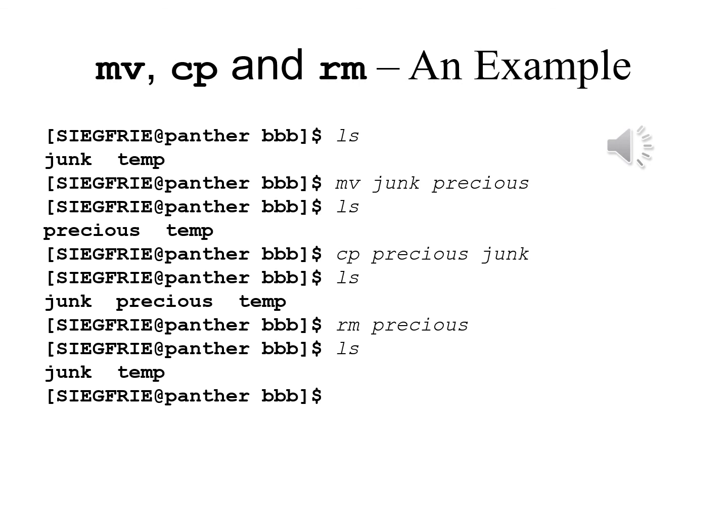This slide shows a few samples of move, copy, and remove. We start out with the 2 files, junk and temp. After entering mv junk precious, we find that our 2 files are precious and temp, because of the name change. After typing cp precious junk, we find that we have 3 files, junk, precious, and temp. The new file junk is a copy of precious, which was originally named junk. rm precious deletes this file, and we are back to where we started.